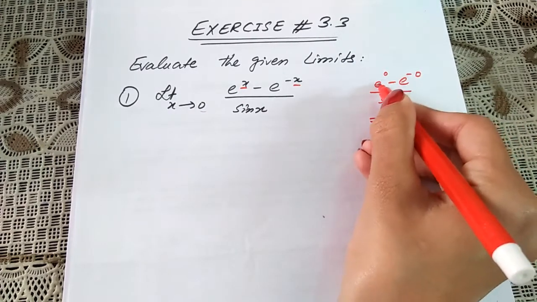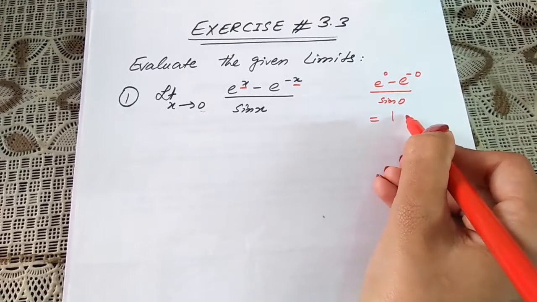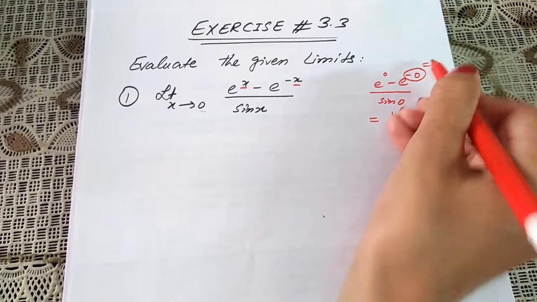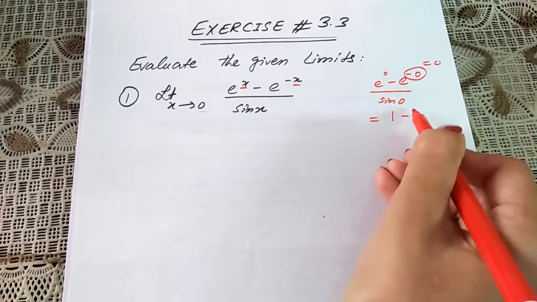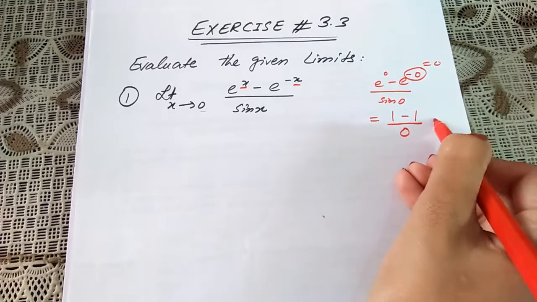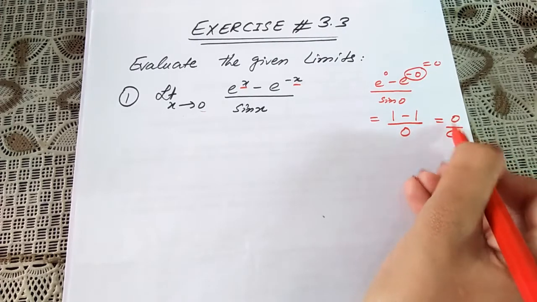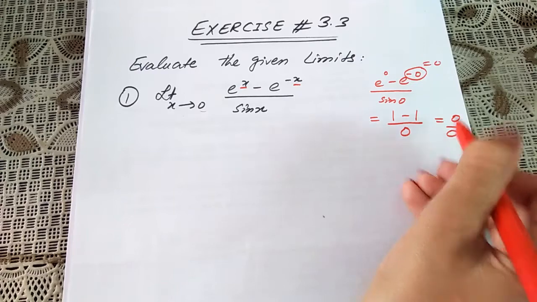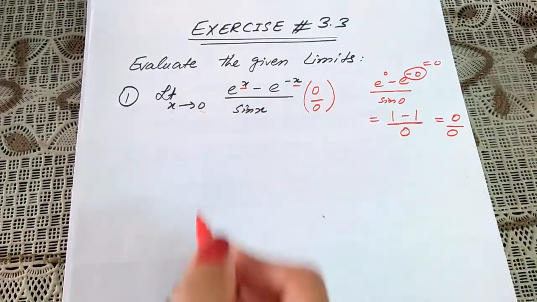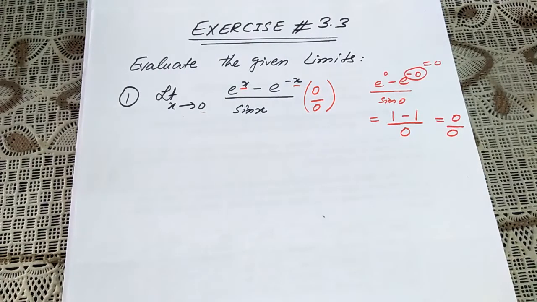This will be equal to e raised to power 0, which is 1, minus e raised to power minus 0, which is again 1. So 1 minus 1 will be equal to 0. Sine of 0 is 0. You see here we got the 0 over 0 form. So we must use the L'Hopital rule to evaluate this limit.